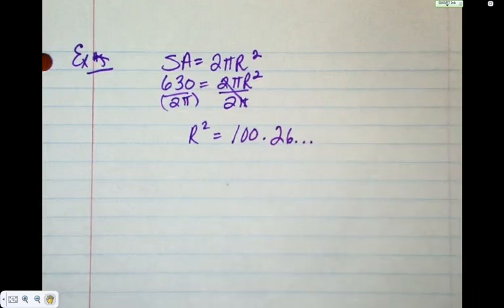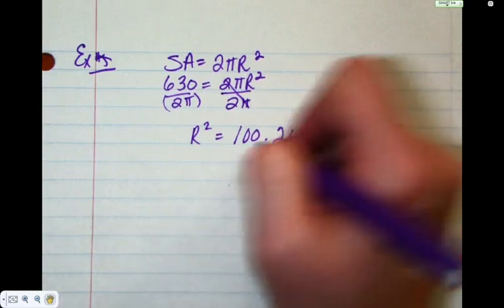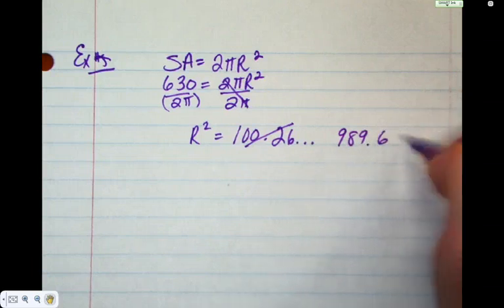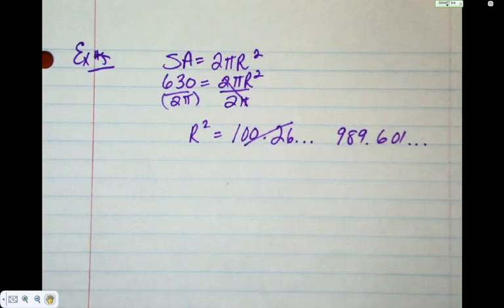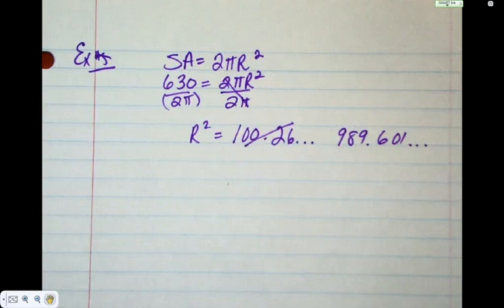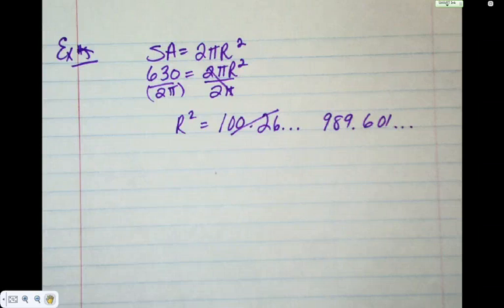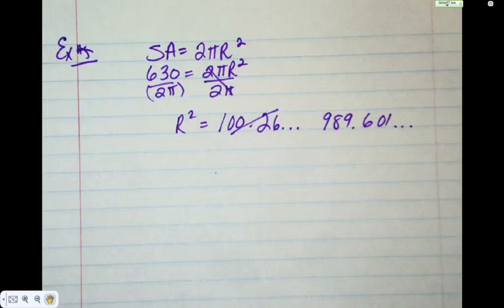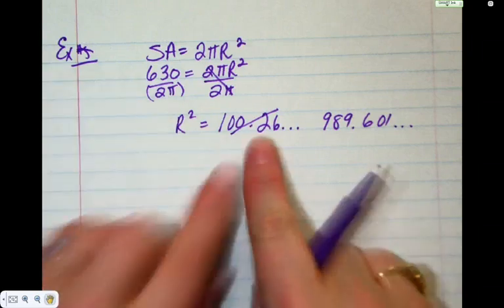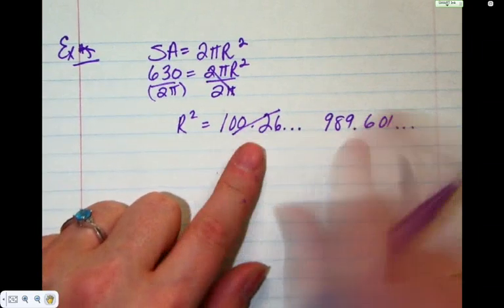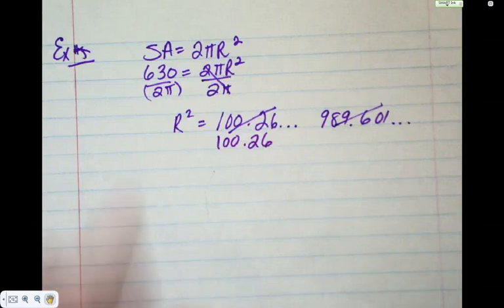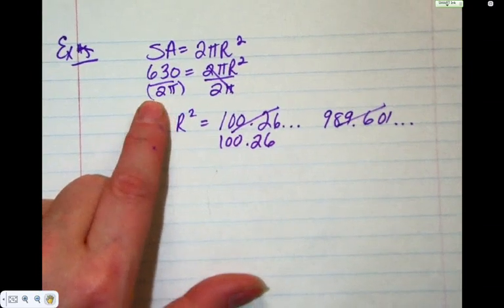100.26 blah, blah, blah. You have to have the brackets, because without the brackets you're taking 630 divided by 2 and then timesing all that by pi. So with the brackets, I got 100.26. We're confirming the 100.26. Again, if you needed those brackets, you might want to highlight them in the question, so you remember.